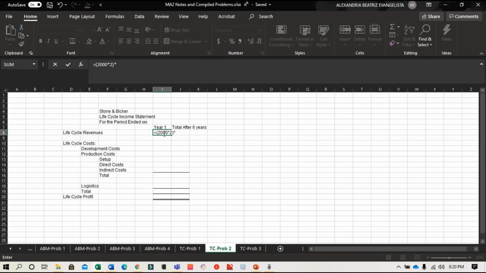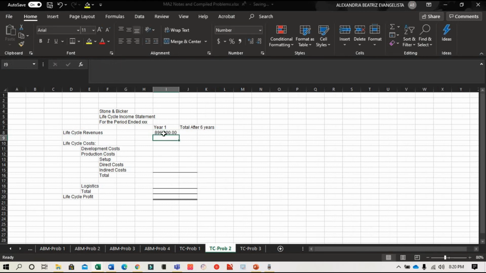And then we're going to multiply it by the selling price, which is 224. And that would give us 896,000. And now let's go to the development costs. It is said in the problem that the lamp product line incurred 48,000 in development costs and is expected to be produced over the next 6 years. So our development costs, as stated, is 48,000.